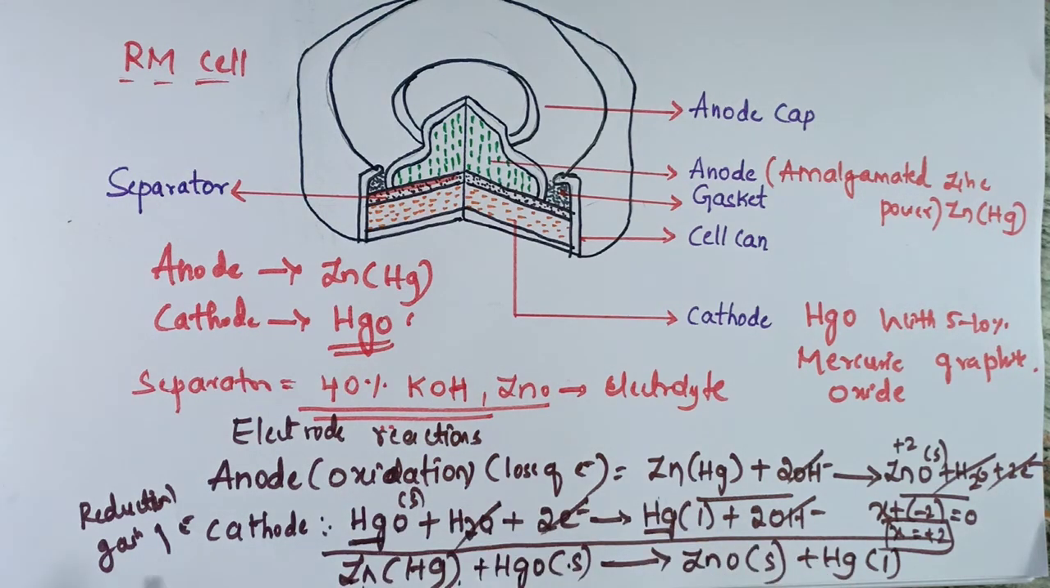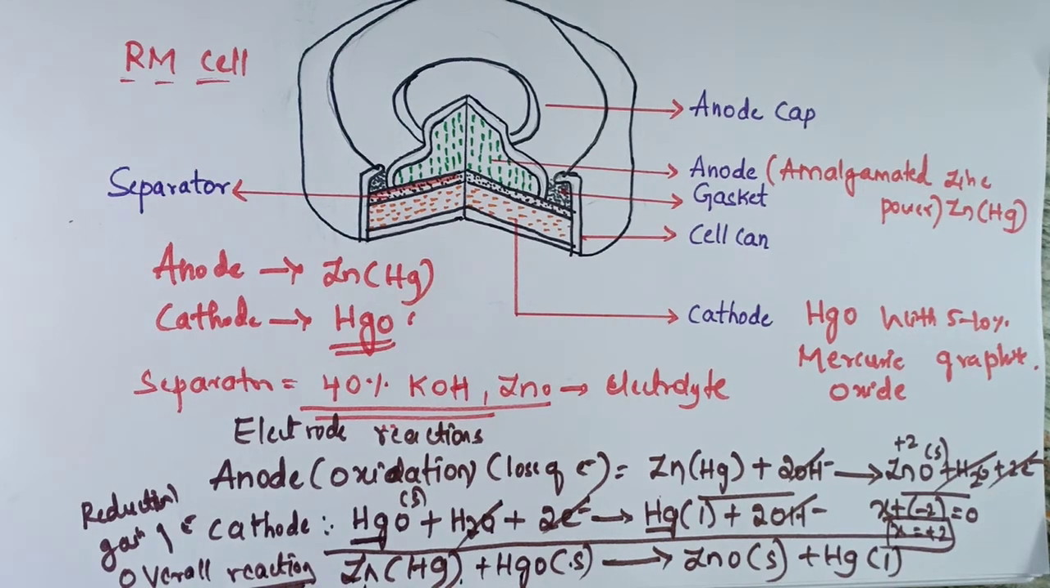This is the overall reaction. We are left with Zn plus HgO, and we will get ZnO plus Hg, that is liquid. This is the overall reaction of this mercuric oxide zinc cell. Due to this reaction, electricity is produced in this mercuric oxide zinc cell.